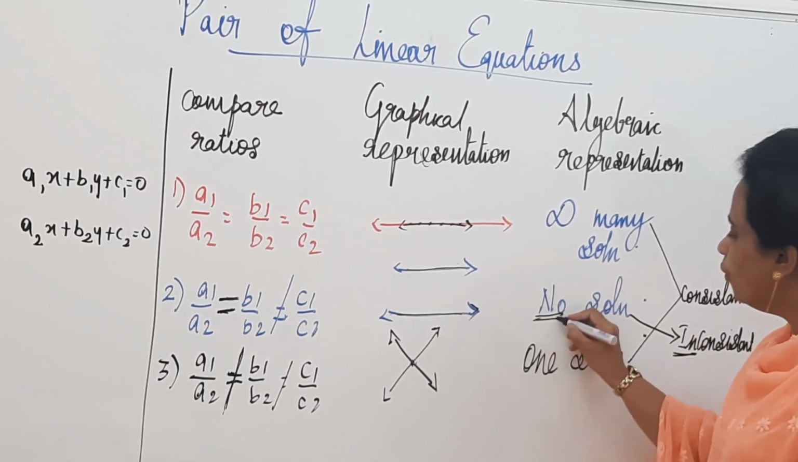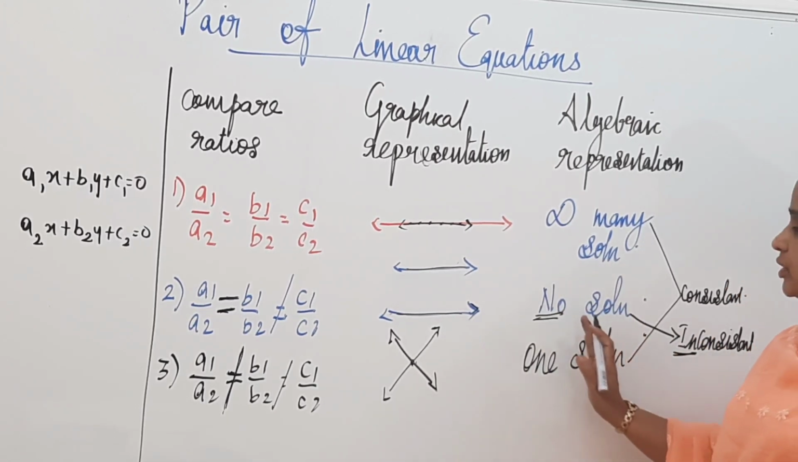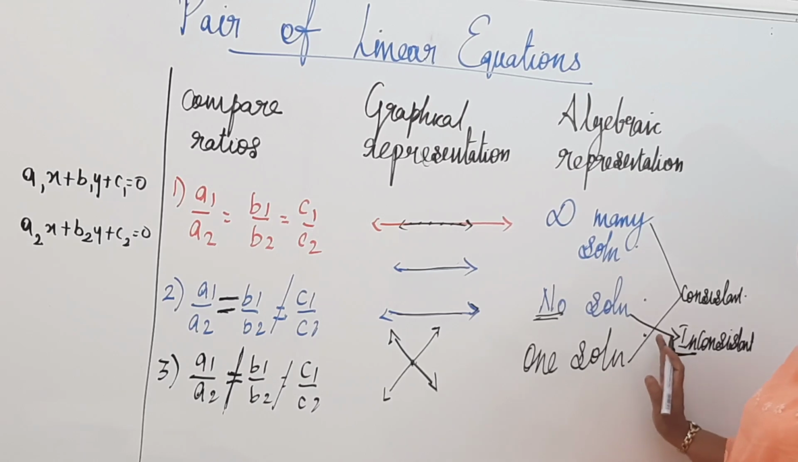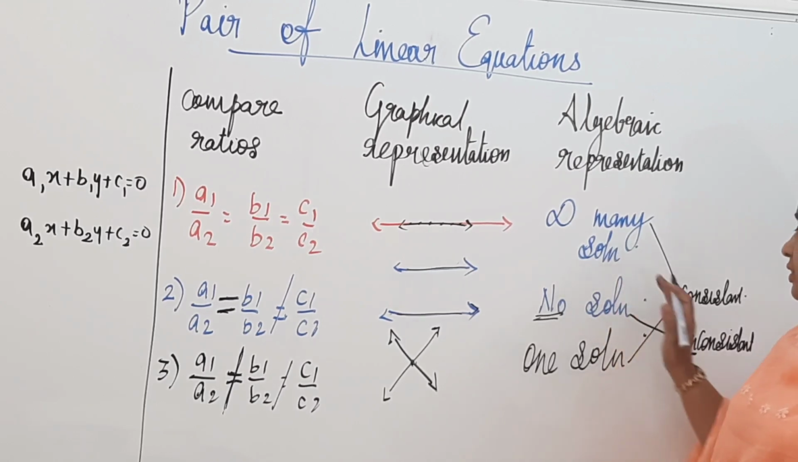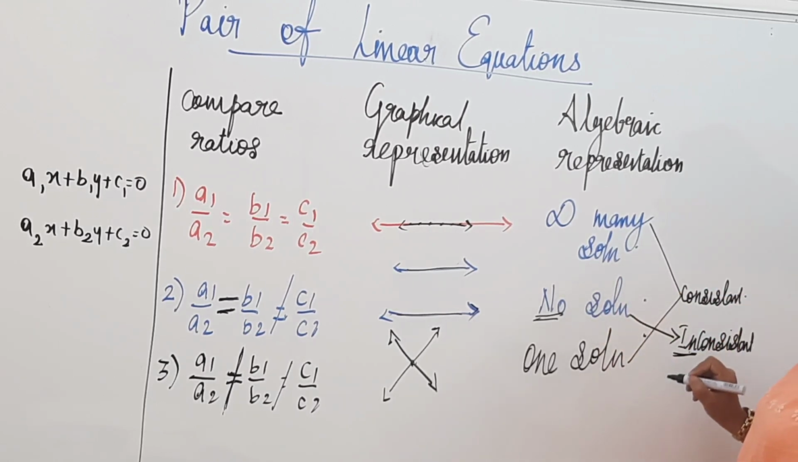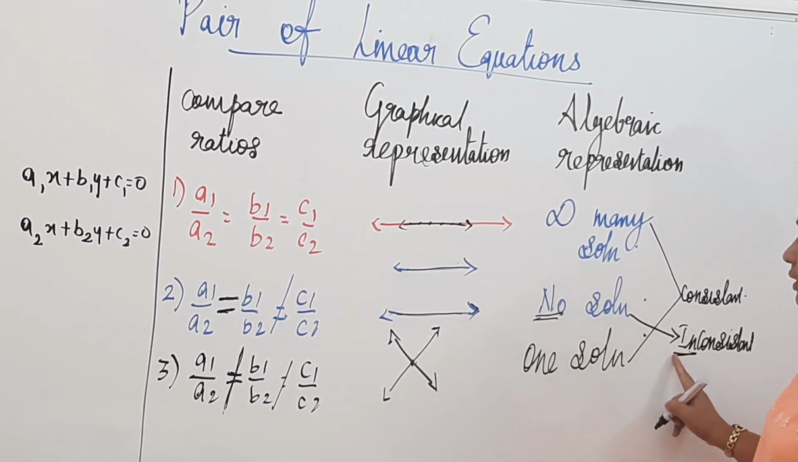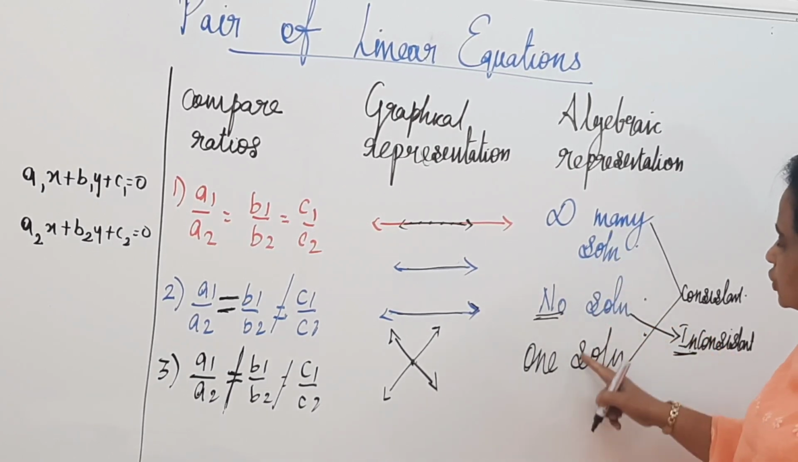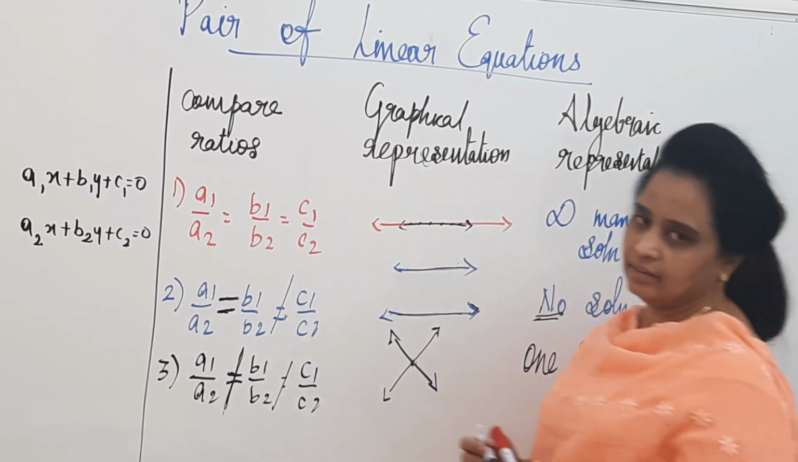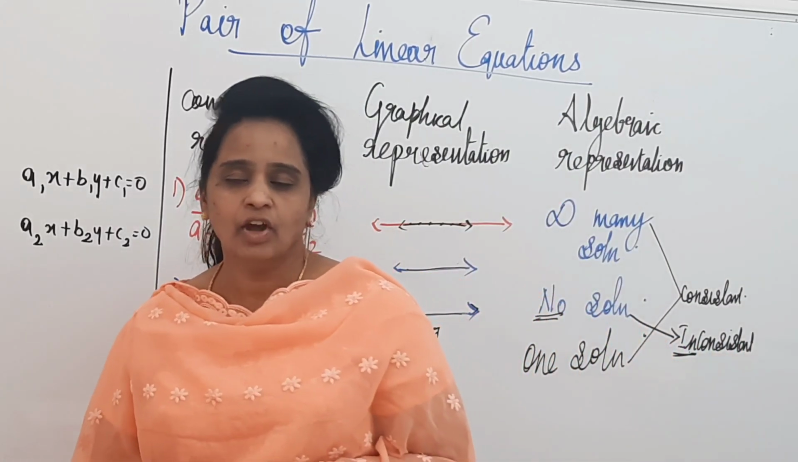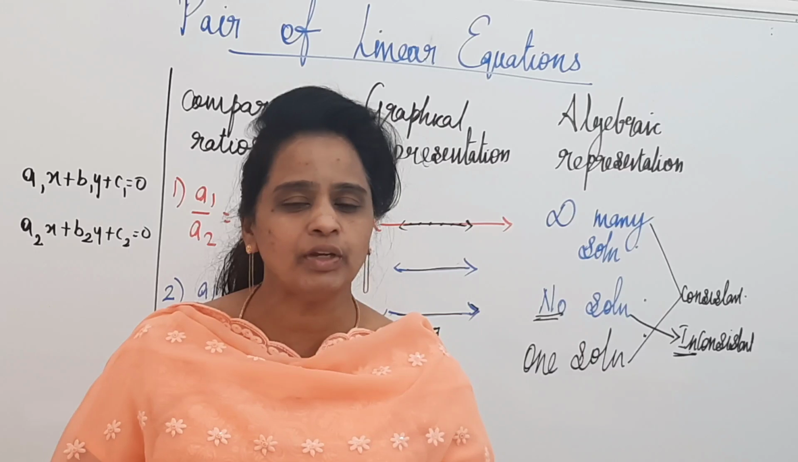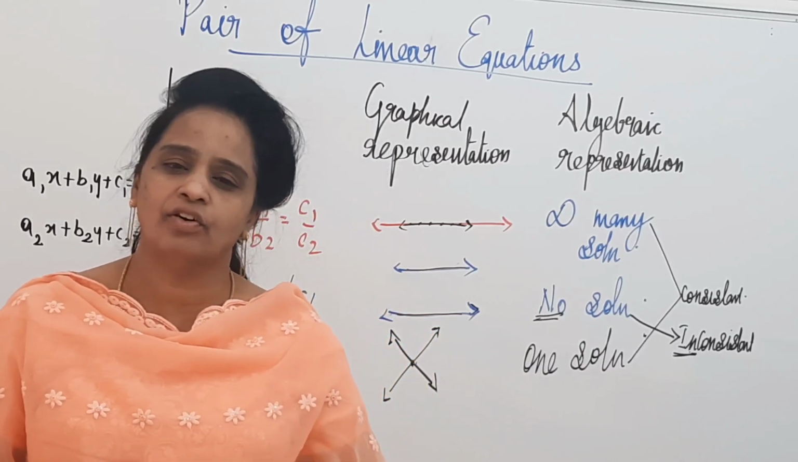I give you one more clue for this. In and no, both are the antonyms. So no and in, that is opposite of S. So that is consistent and inconsistent. So we say no solution, it is inconsistent. One solution, it is consistent pair of linear equations. Hope everyone understood this video with this set of conditions.